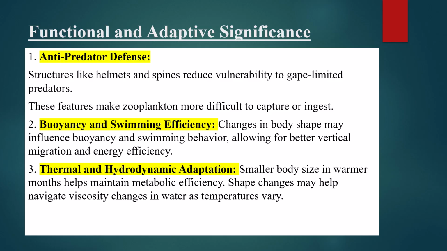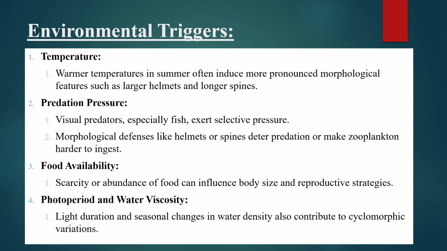which has the factors that trigger the process of cyclomorphosis. So here, environmental triggers like temperature, predation pressure, food availability, photoperiod, and water viscosity. All these factors impact the phenomena of cyclomorphosis in case of zooplankton. Temperature: warmer temperature in summer often induces more pronounced morphological features like large helmet, longer spine.